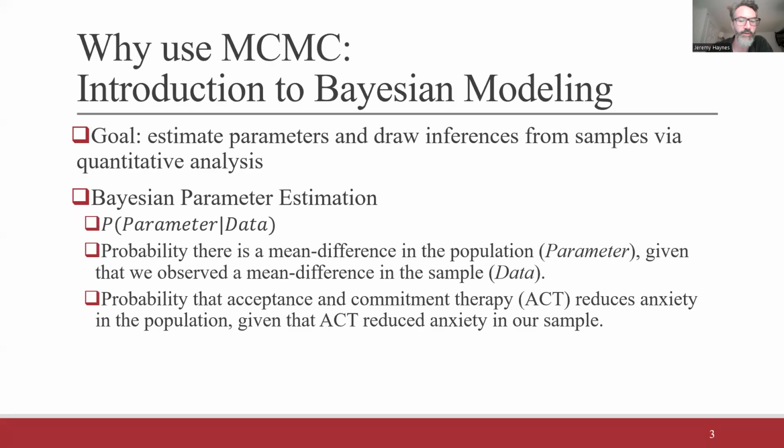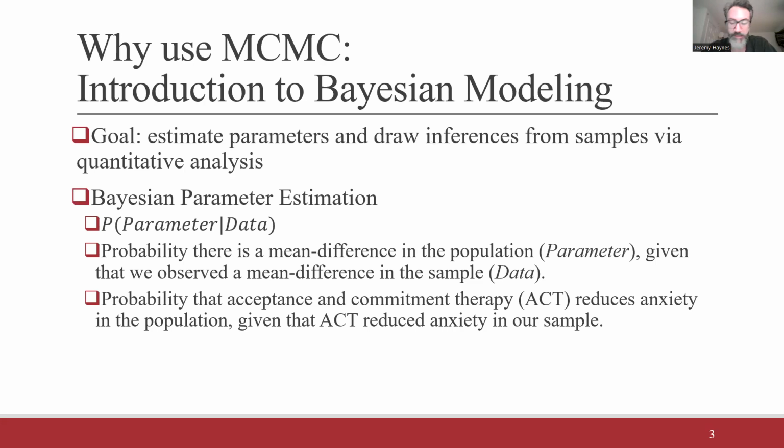Now, to begin, let's think about what one of our ultimate goals is whenever we're conducting some sort of quantitative analysis. Generally speaking, we are estimating parameters and drawing inferences from a sample that we've collected from the population. So this might be looking at the probability of some sort of mean difference in the population after we've gotten a sample of data from that population.